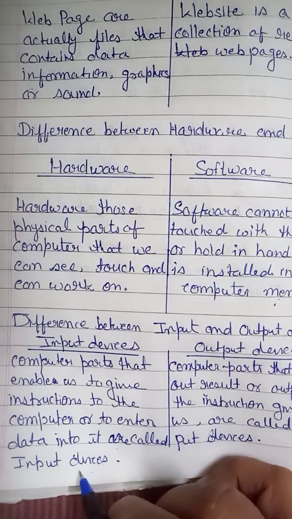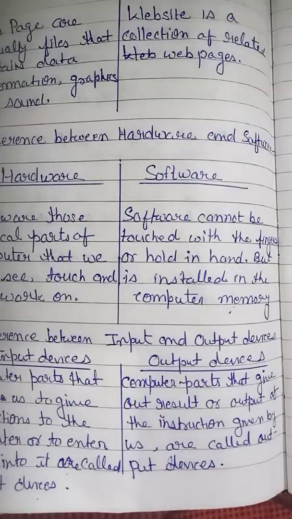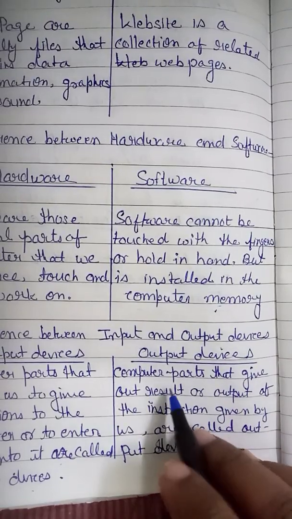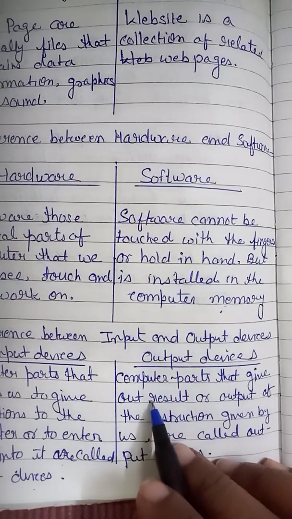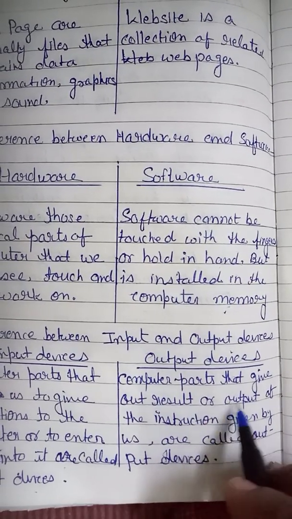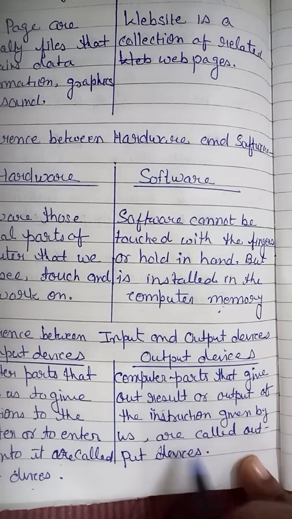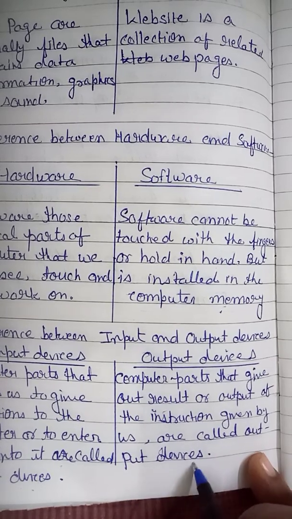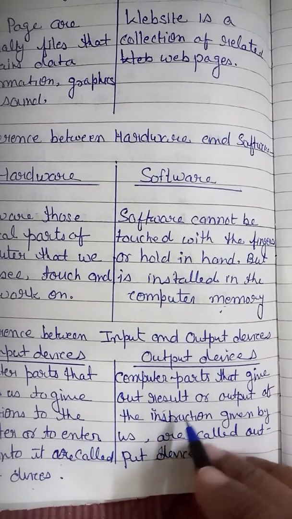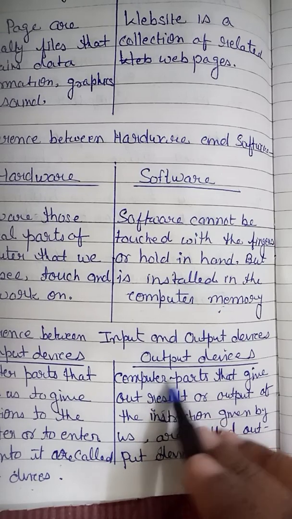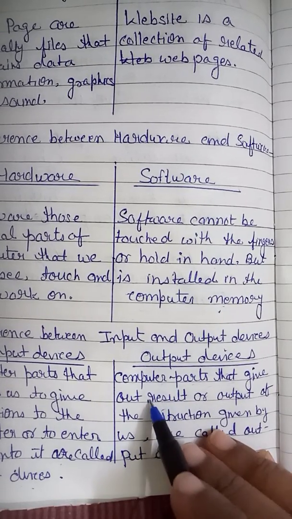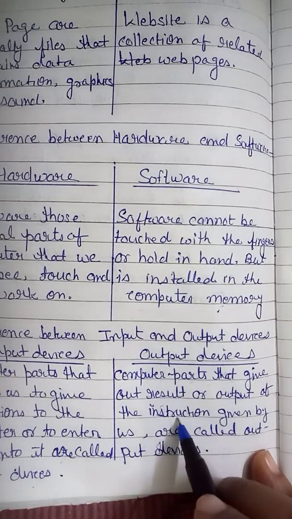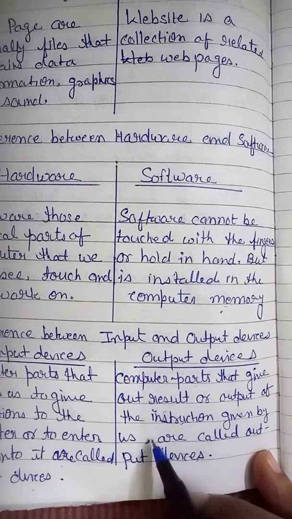Now output device. What is output devices? Computer part that give out result or output of the instructions given by us are called output devices.